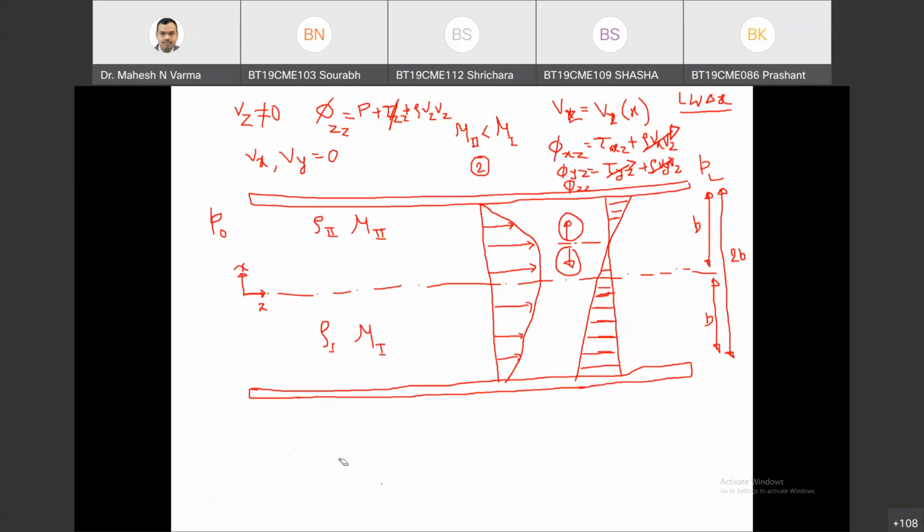So what is the area perpendicular to phi XZ? Okay, roll number 78, Deepak. What is the area perpendicular to phi XZ? Sir, it's W into L. W into L. Yes.